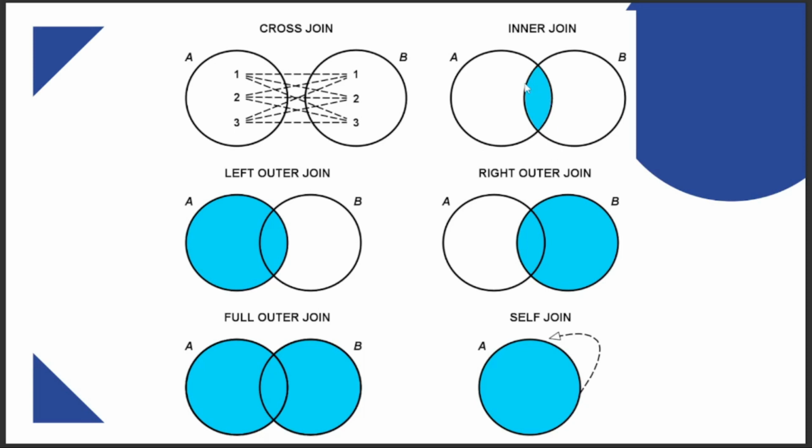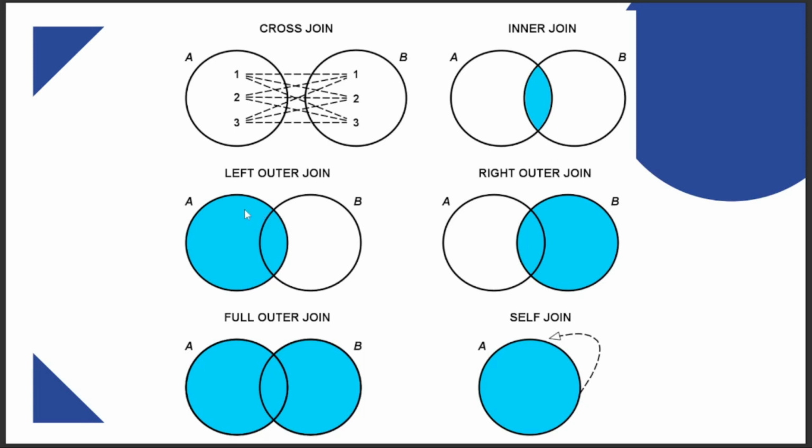Then you have the inner join. In inner join, as you can see, only the common records between two tables are retrieved. Whatever are the common records are retrieved from the two tables. Then you have the left outer join or left join.